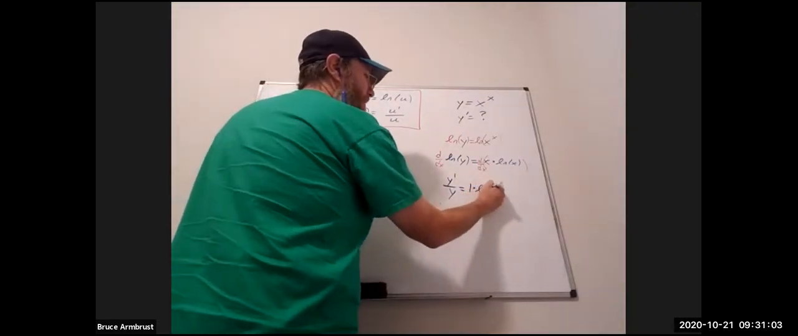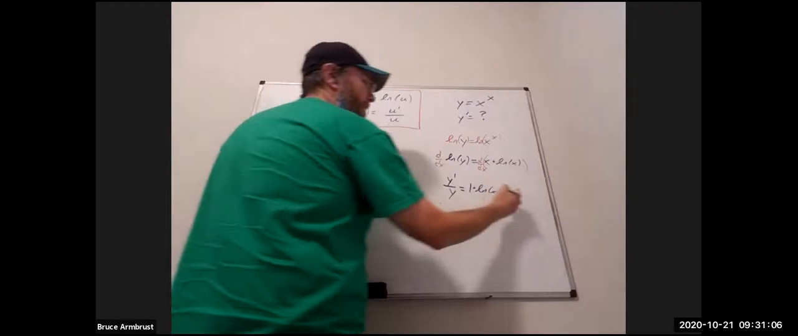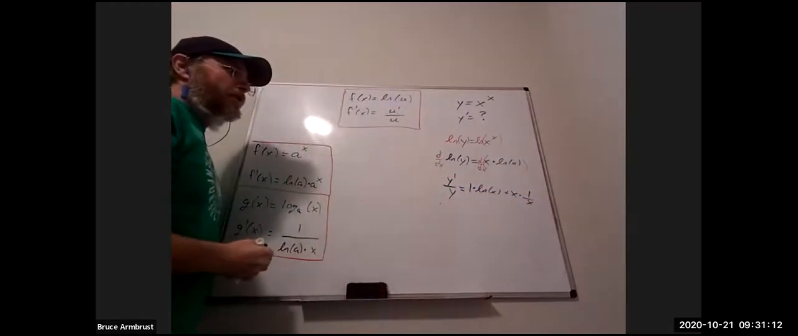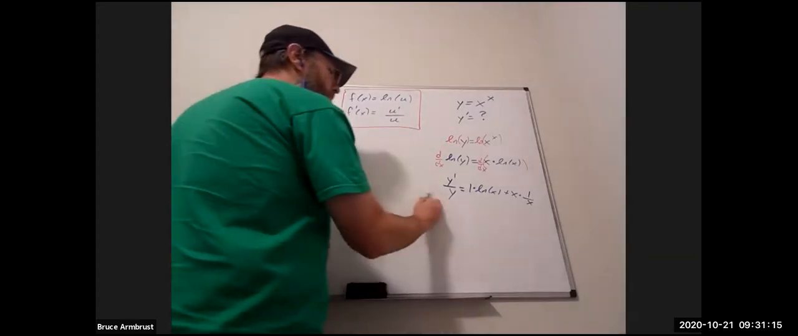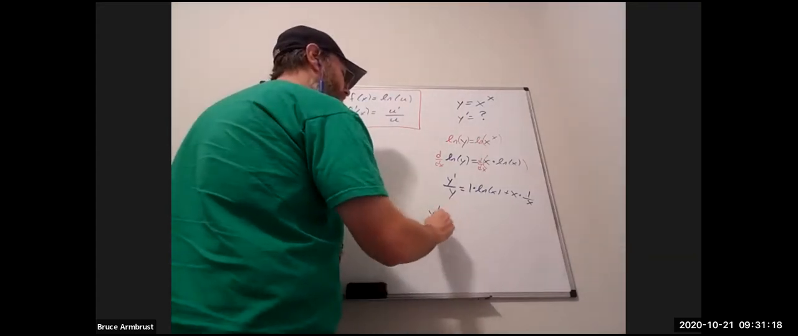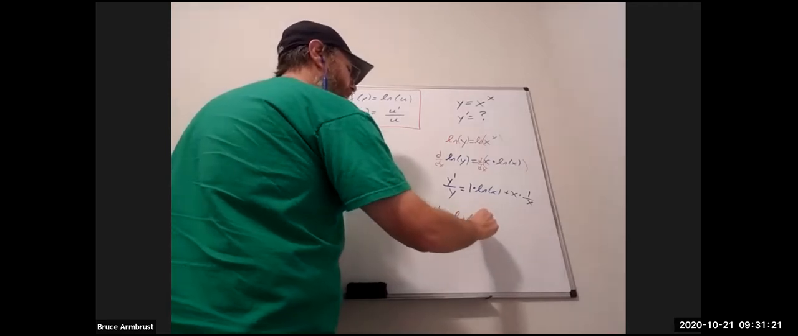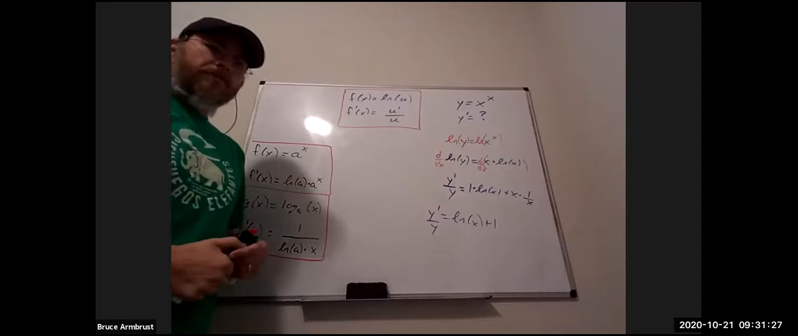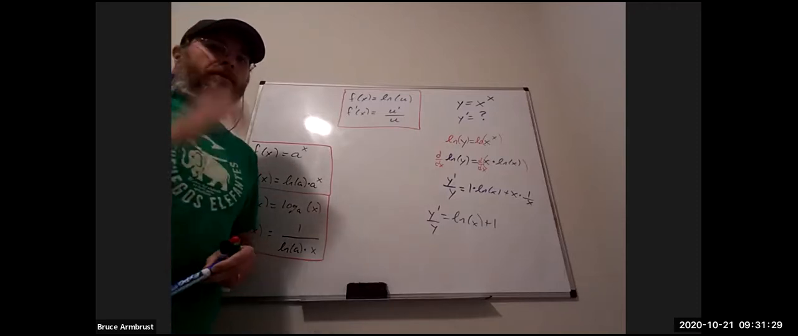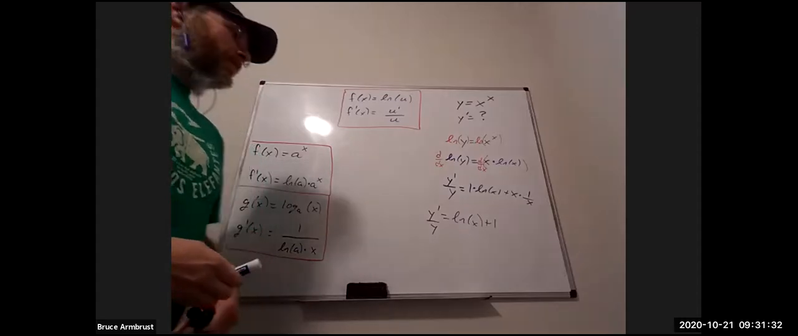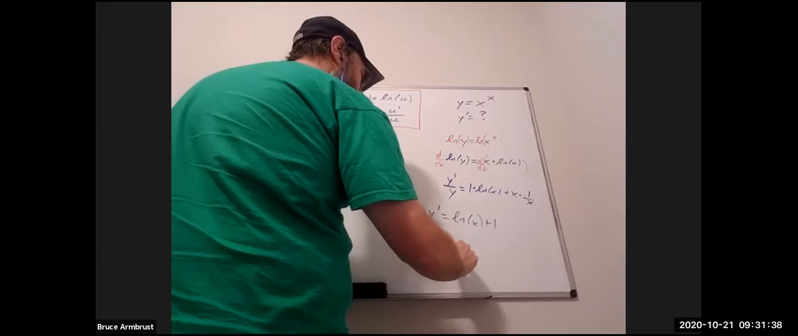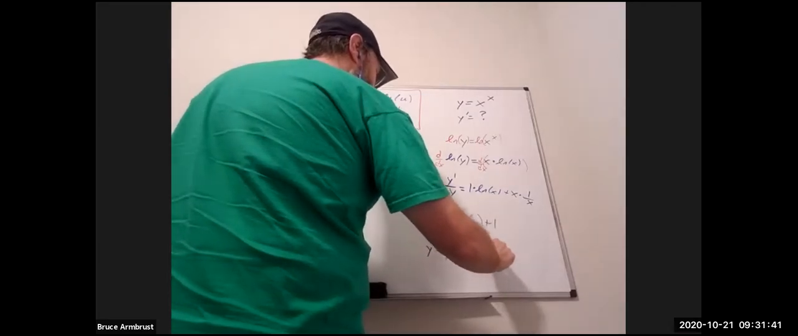All right, so derivative of the first one is 1. So we get 1 times natural log of x plus x times the derivative of the second one, which is 1 over x. So we're at y prime over y equals natural log of x plus 1. All right, so let's go ahead and solve this for y prime. So y prime is equal to y times natural log of x plus 1.